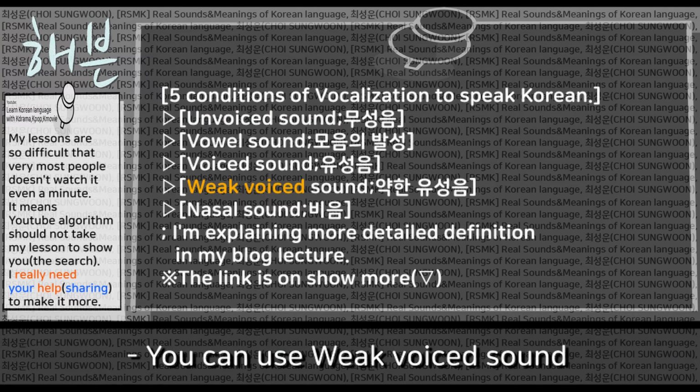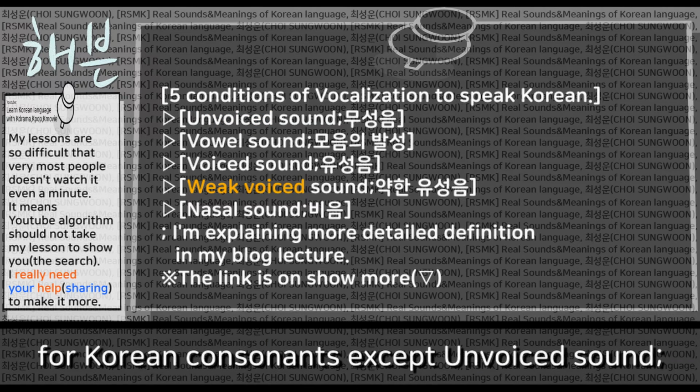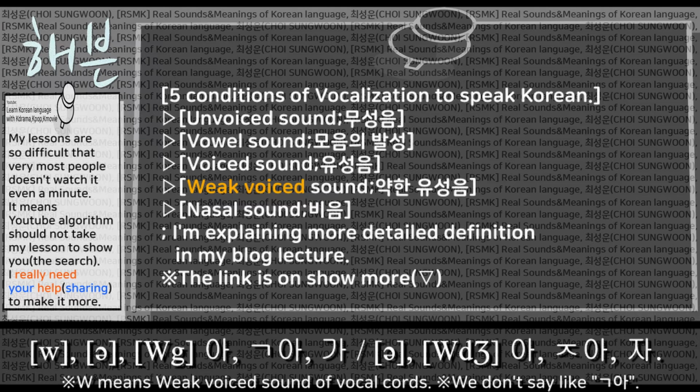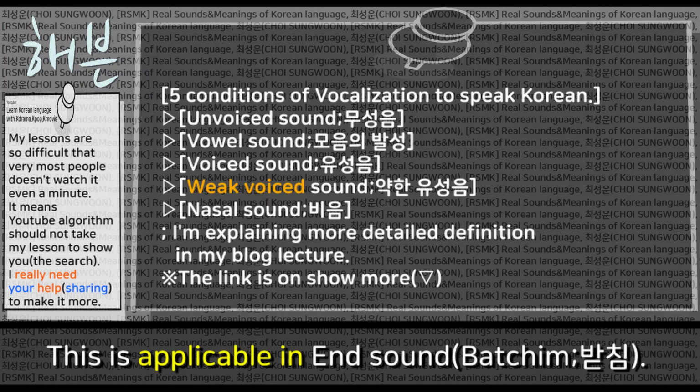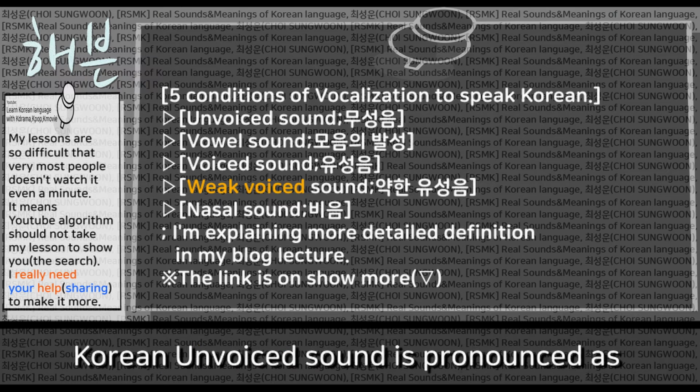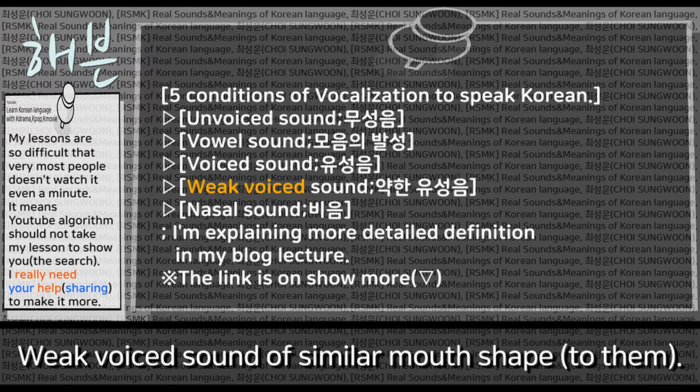You can use weak voiced sound for Korean consonants except unvoiced sound: g, ga, ka, ja. Compare it to voiced sound: g, a, ga, ka. This is the same for the end sound. As you know, Korean voiced sound is pronounced as weak voiced sound of a similar mouth shape to them.